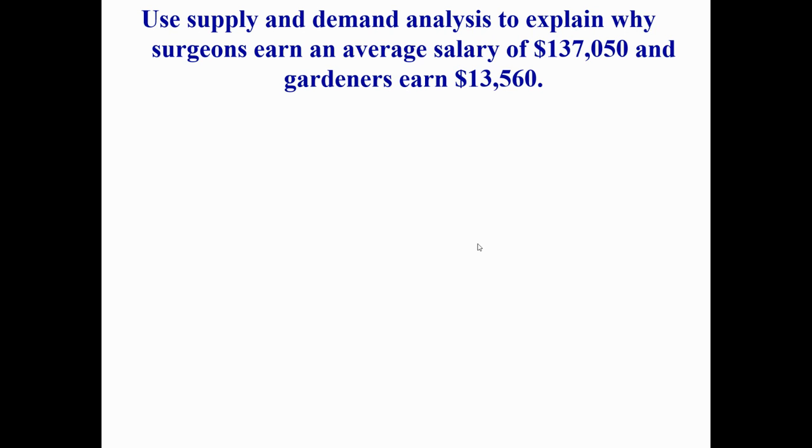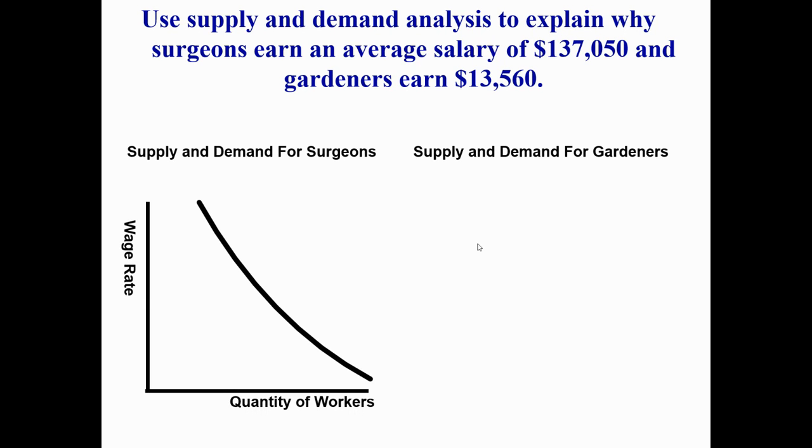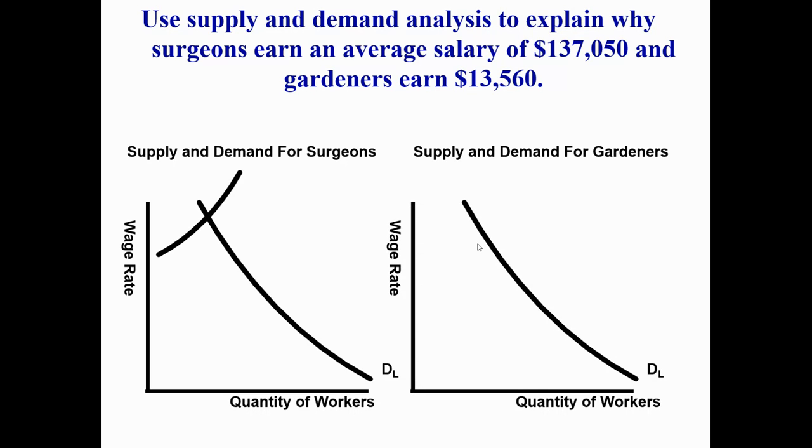Great. So now if you did your graph, you would have the supply and demand for surgeons and the supply and demand for gardeners. Again, quantity of workers on your x-axis, wage rate on your y-axis. The demand is downward sloping. The supply of labor would be way on top here for the surgeons. Now, why is it on top? Because the wage is too high and the quantity of workers in this market is too low.